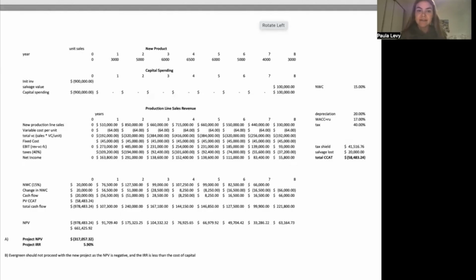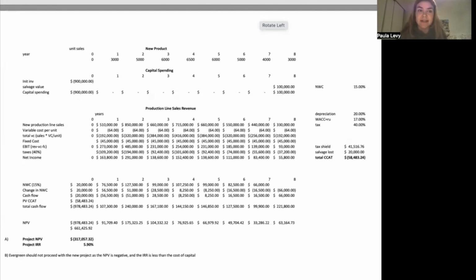For the final task of our project, we had to assess the feasibility of Evergreen's new line that they wanted to implement of baby monitors, in addition to their existing line of baby skincare. So to assess the feasibility of this project, we had to find the NPV and IRR. We calculated first the present value of the tax shield and the salvage value in order to determine these two values, and then assess the feasibility.